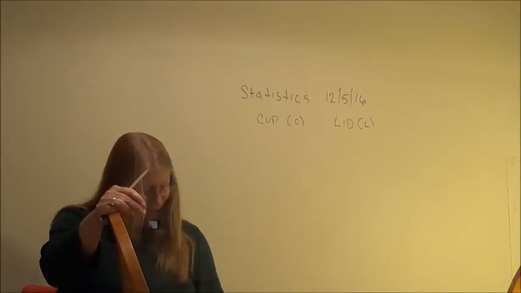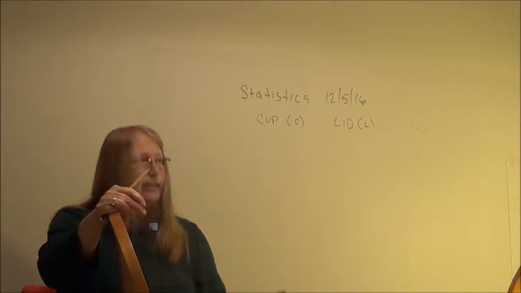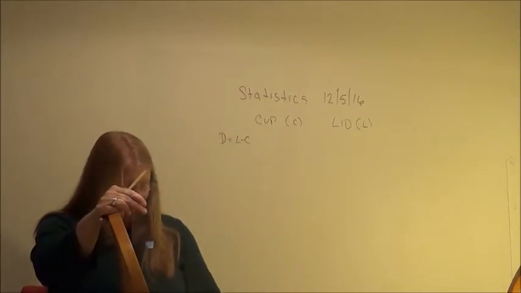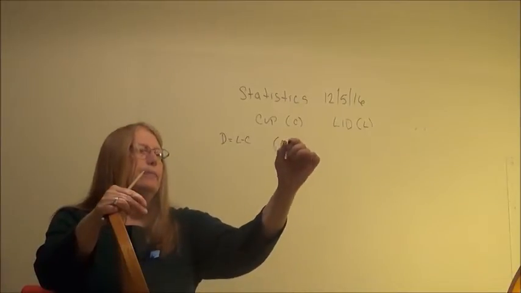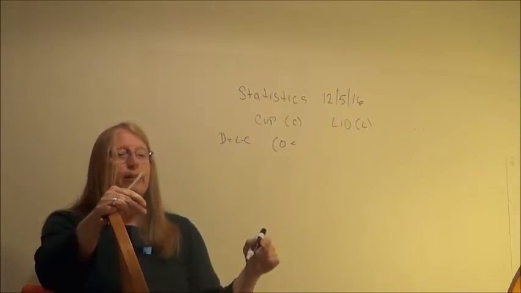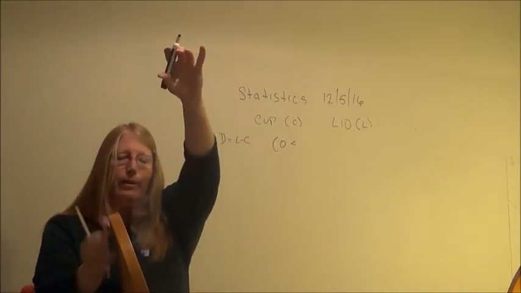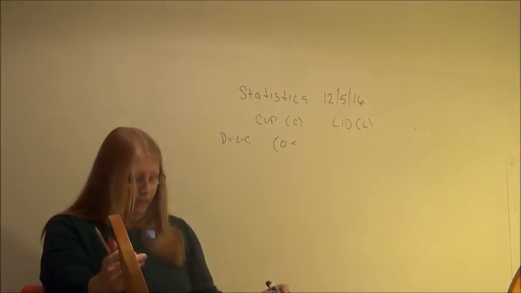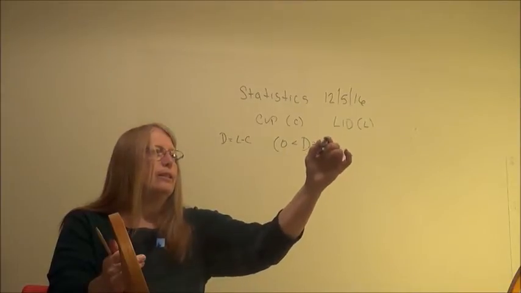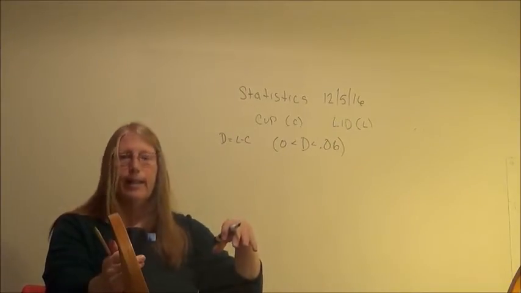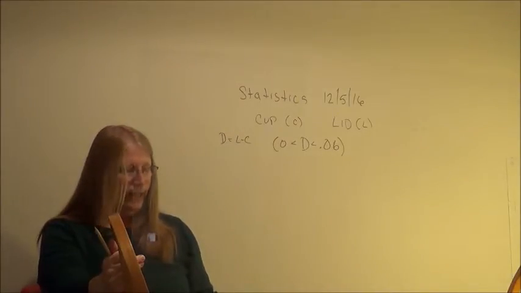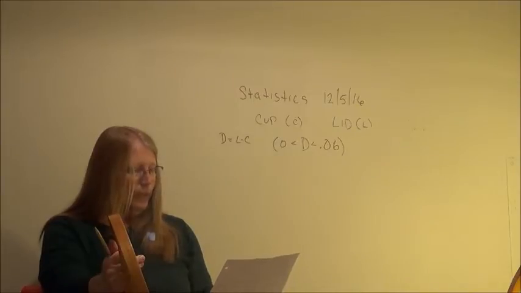So we are hoping that the difference, lid minus cup, is between 0 and, we don't want it to be 0. If the difference is 0, they're identical and they won't fit on one another. So we're hoping that the difference is going to be bigger than 0 but less than 0.06 inches. If that's right, it'll fit snug and it won't be too big, like having no lid at all when it's too big. So that's what we're looking for.